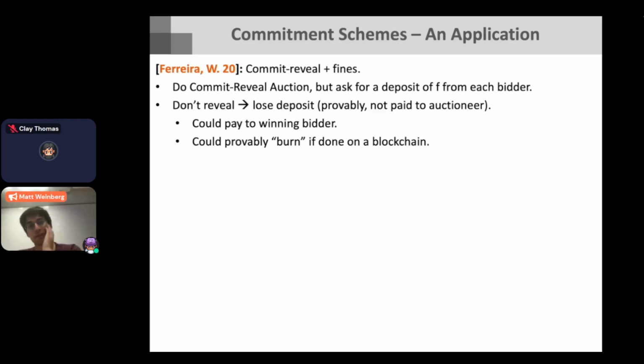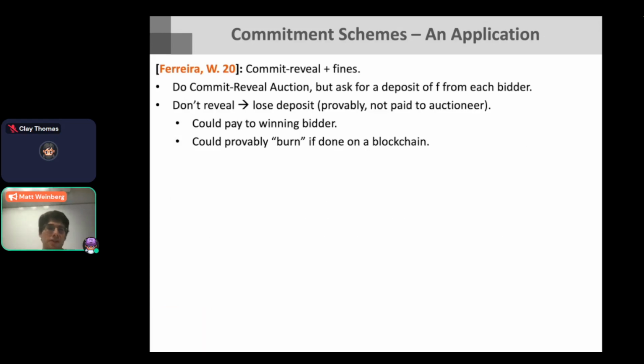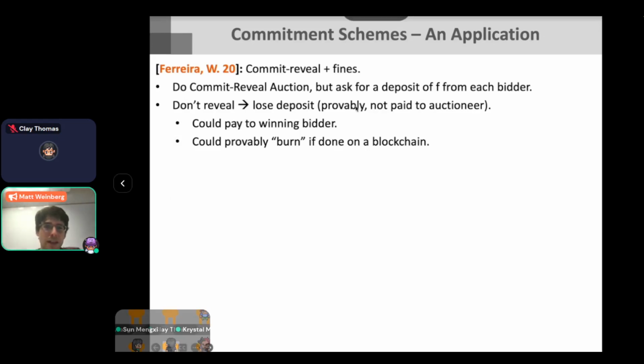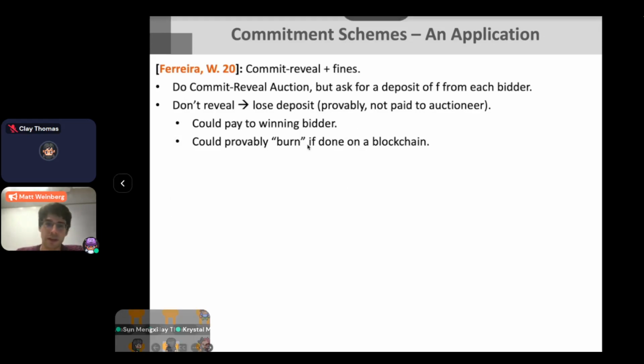And here's something you can do that tries to do a little bit of both. What if I charge fines to the bidders who don't reveal? If they pay the fine to the auctioneer, that clearly doesn't help. But I want them to pay the deposit that they lose, provably not to the auctioneer. So you could pay the winning bidder, that's fine. Then the winning bidder knows that they didn't go to the auctioneer. If you want to do this on a blockchain, you can just burn it. That's possible to do too.